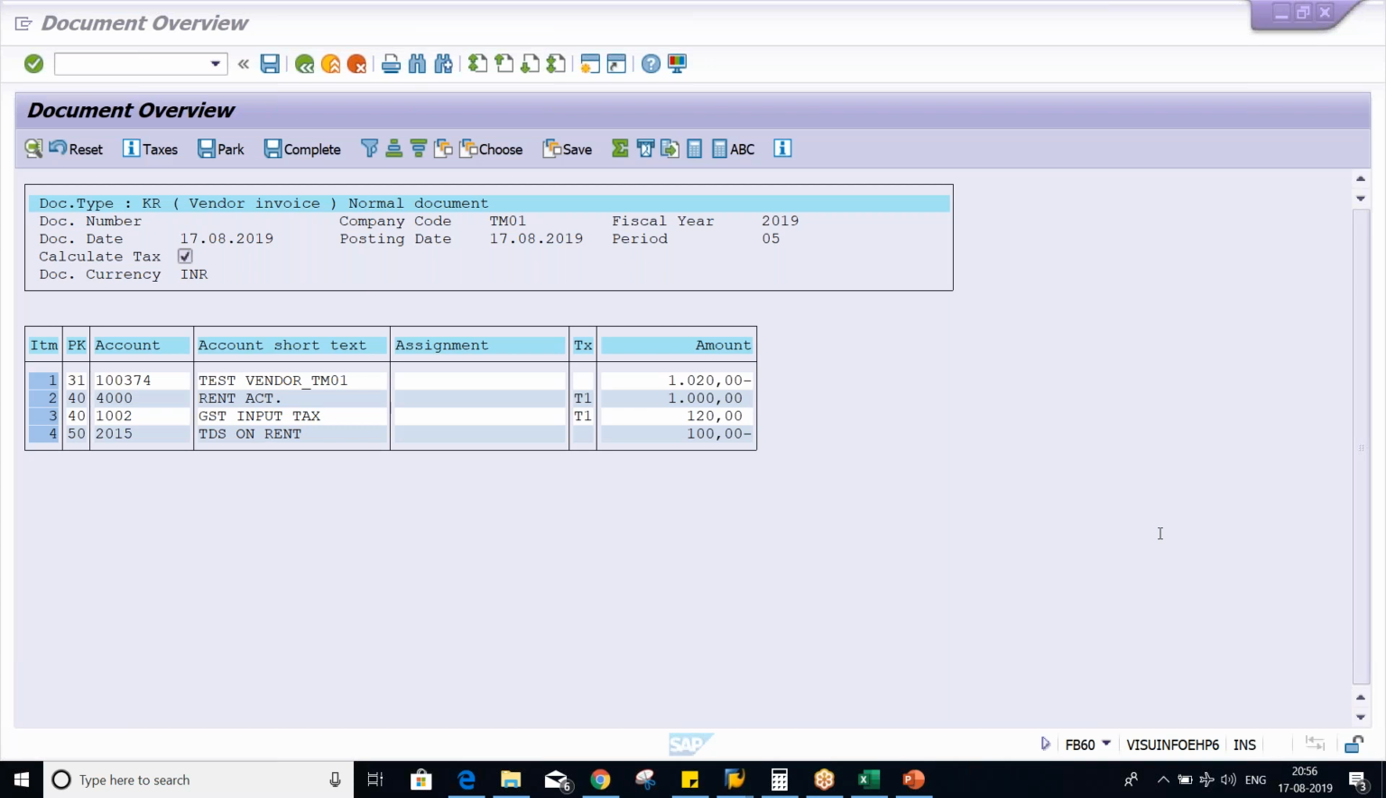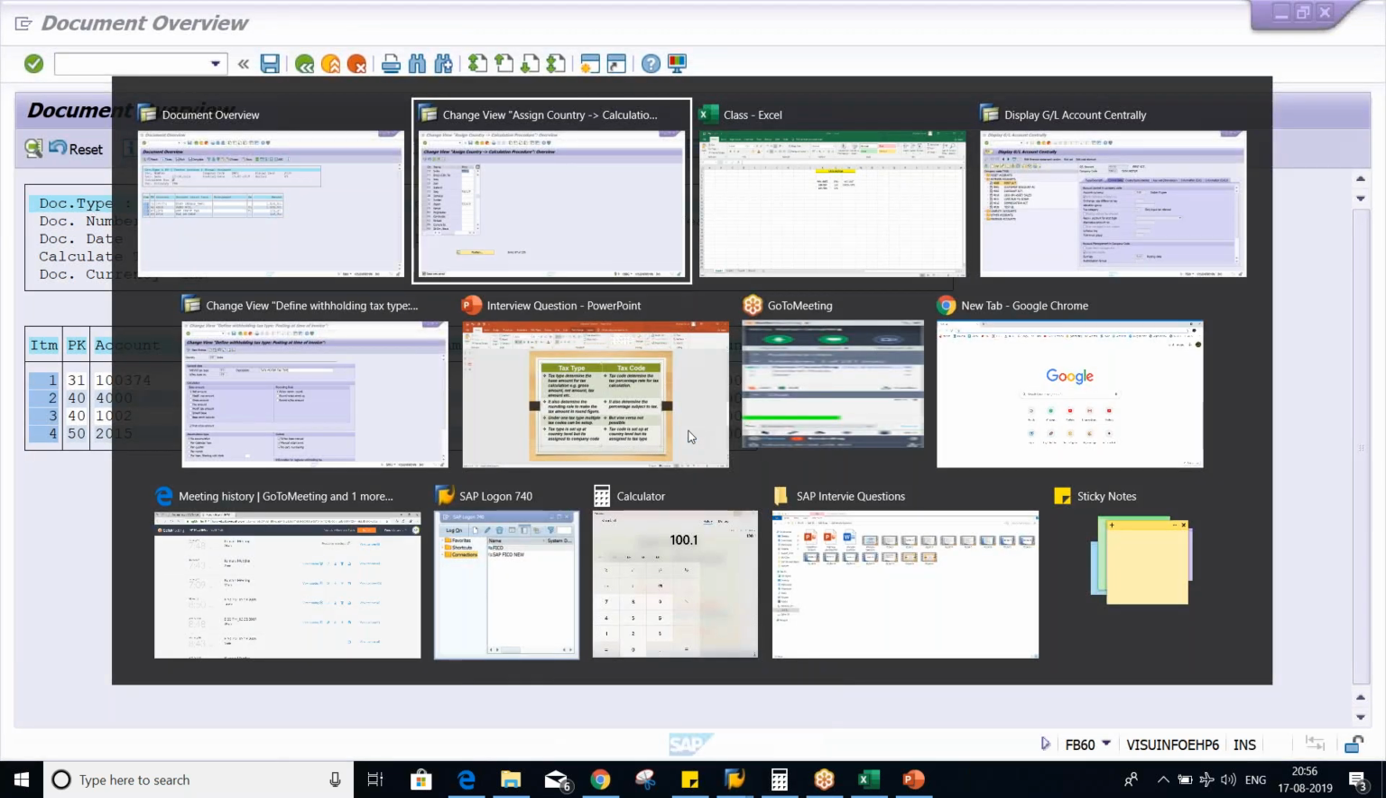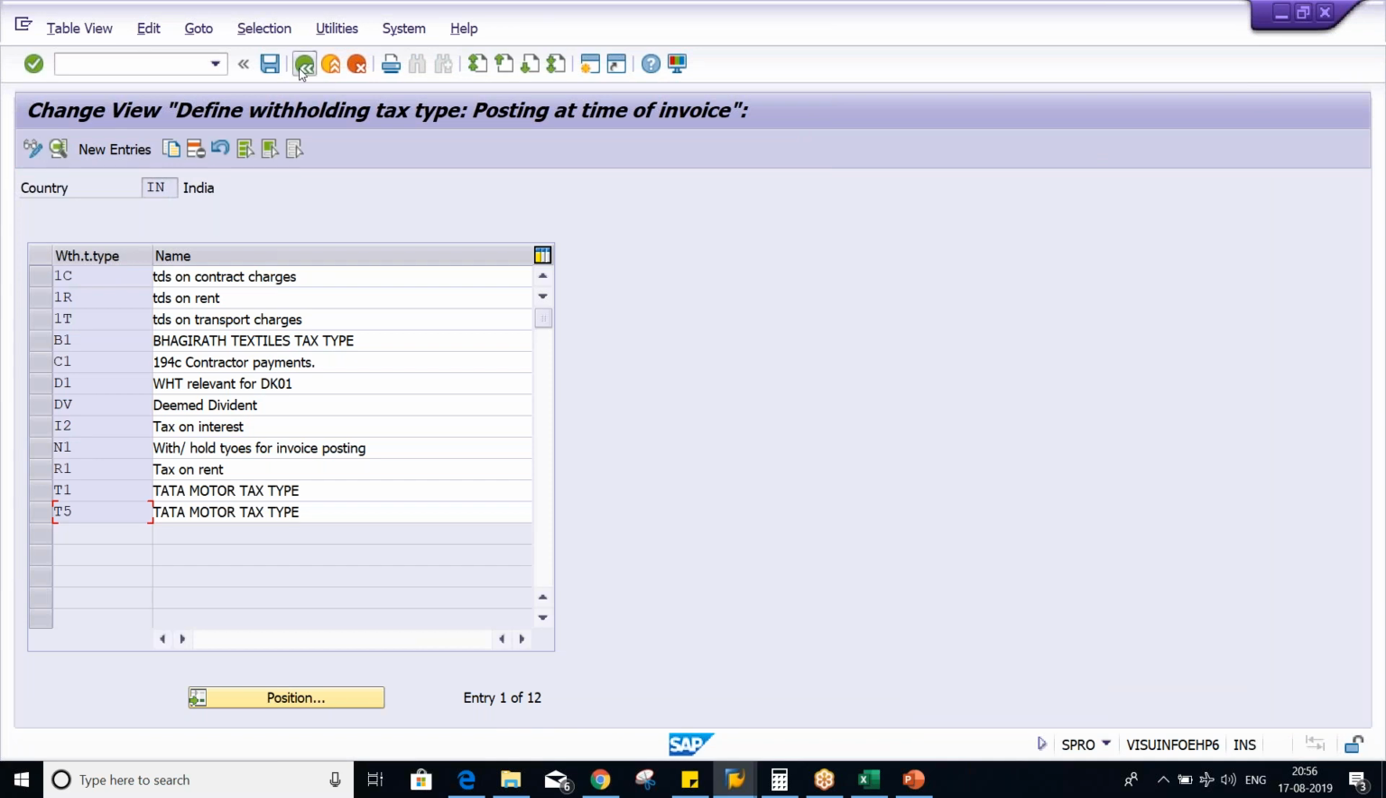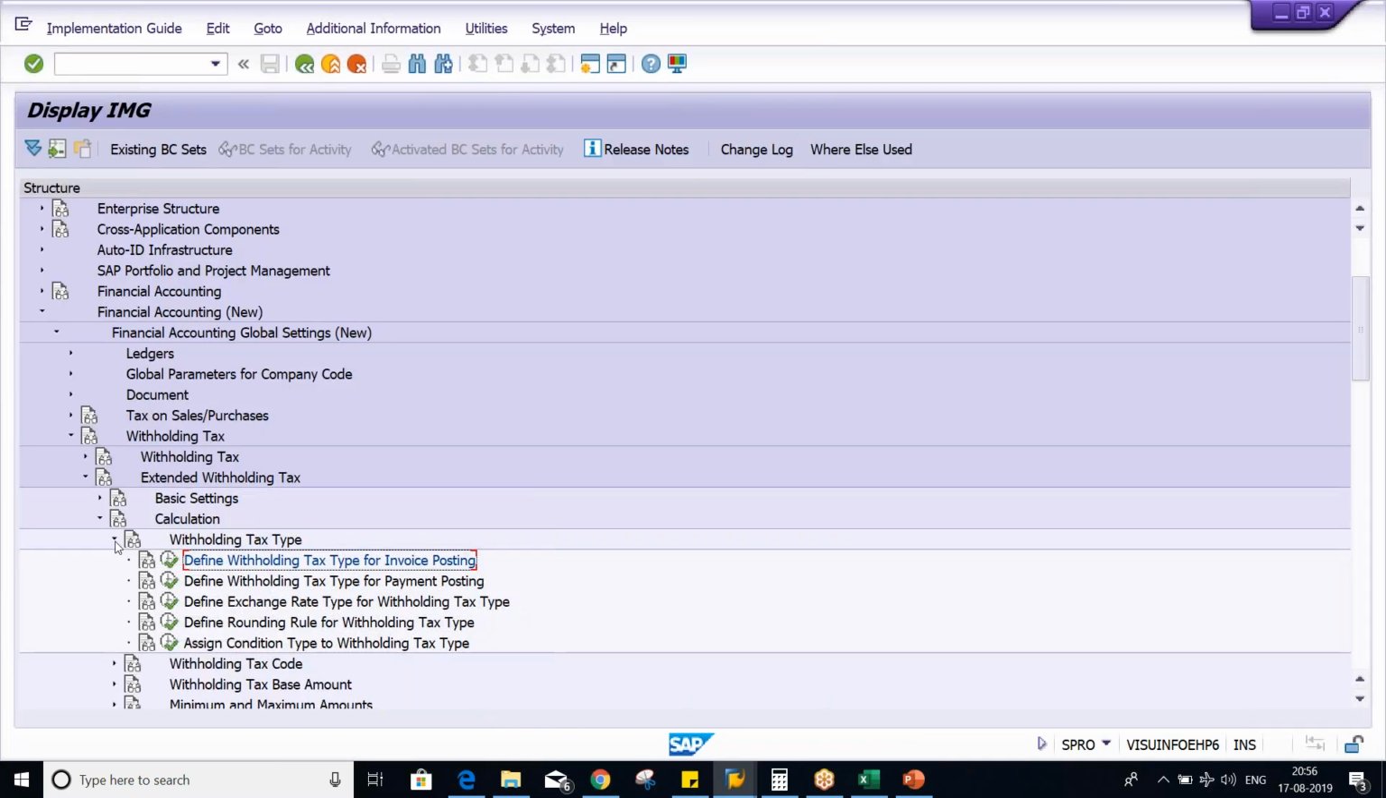Now, if you talk about TDS deductions, TDS 10% is getting deducted, guys. I have defined a tax code and the percentage is 10%. So this 10% is going to be deducted, and that too on net amount. What we have here, if you are able to see, look at here, it's T5. I'll just show you guys, even the tax code I have defined as T5 itself.